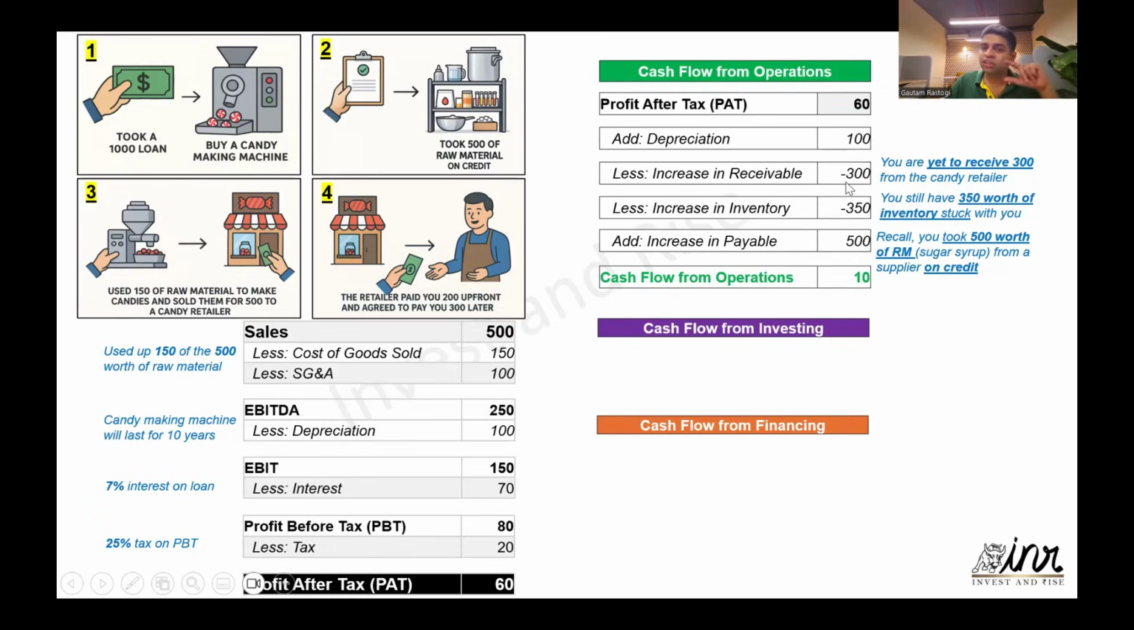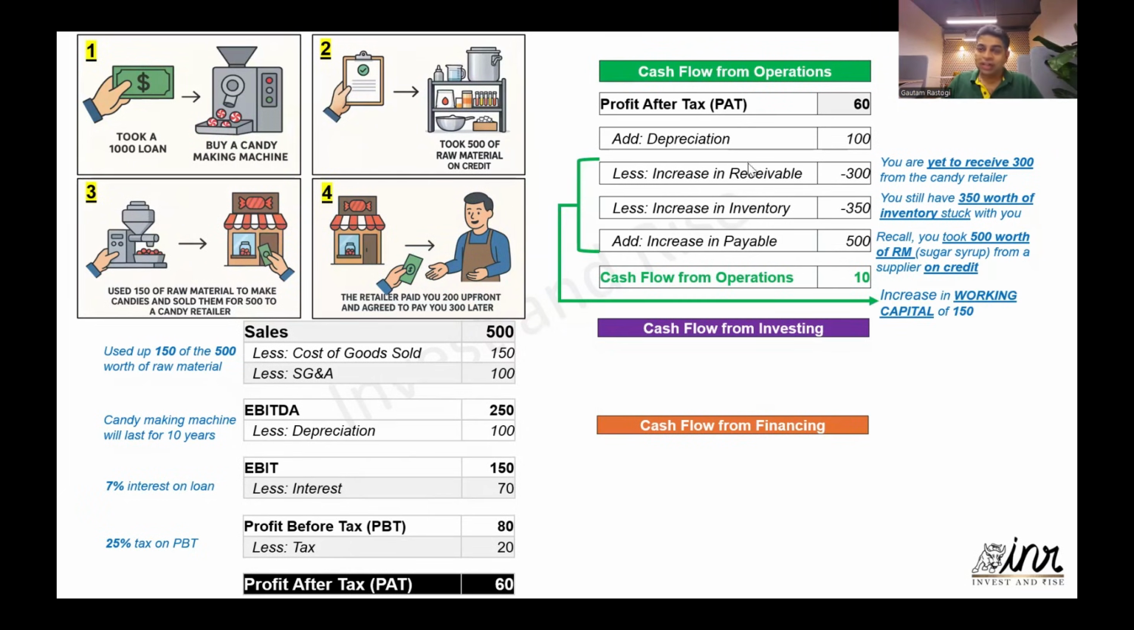Let's say if your customer, the candy retailer, had paid you the full amount upfront, then this 300 would go away, and your cash flow from operations would be 310. But he has not paid yet, so your cash is currently 10 rupees. So it's lower than the reported profitability.